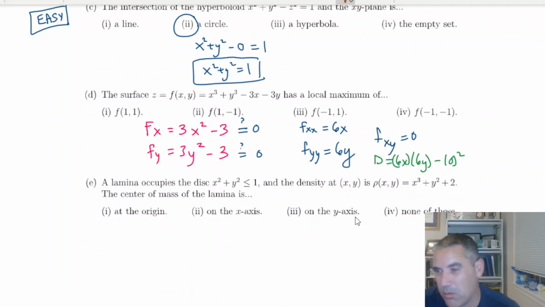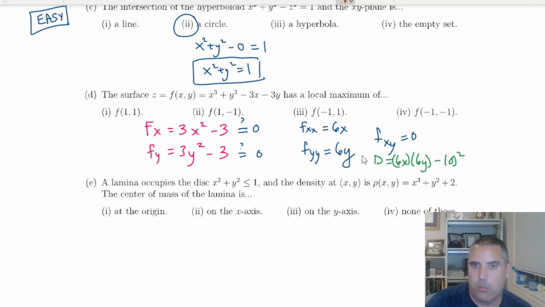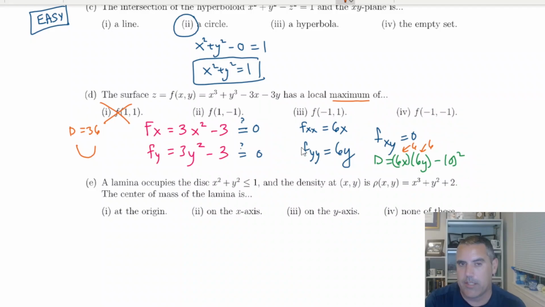Okay, so one by one, we're just going to try. If you plug in (1, 1), you get that this is 6, concave up. This is 6, concave up. So at this point, D is 36, and it's concave up. That means it's a local minimum. So that's not it, because the question's asking for maximum. Okay, so then we plug in a 1 and a -1, but that makes it -36, which makes it a saddle point.